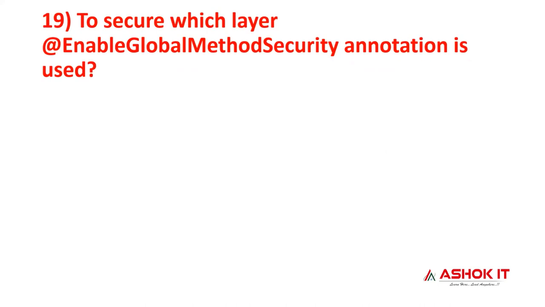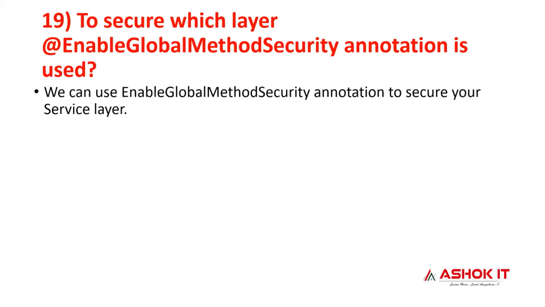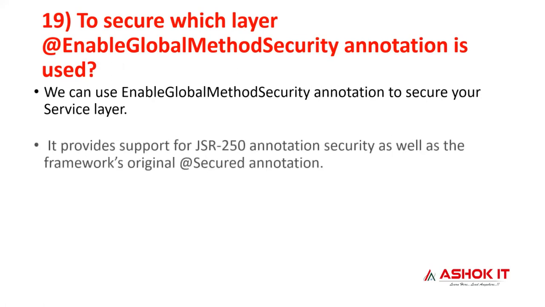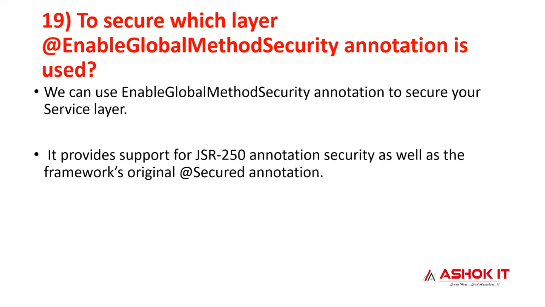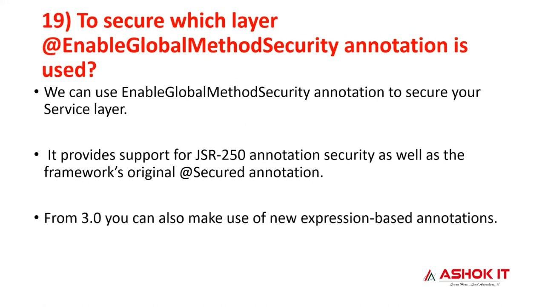Question number 19. To secure which layer is the enable global method security annotation used? Generally it is used to secure the service layer. This is done using the annotation @Secured, which is a bit of a legacy annotation. You can see it mostly in old types of applications. From newer versions onwards, you can go for expression-based annotations, that is, SpEL-based annotations.